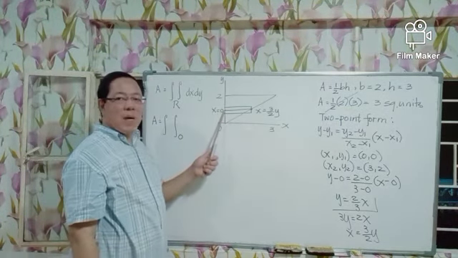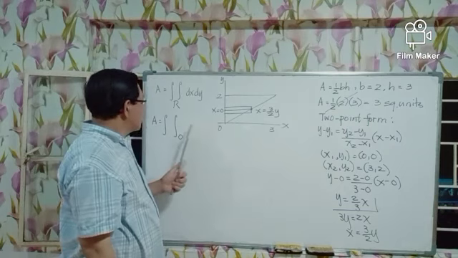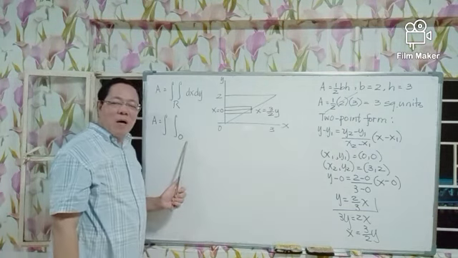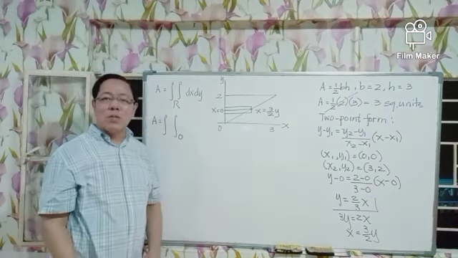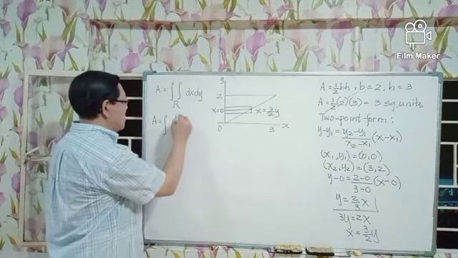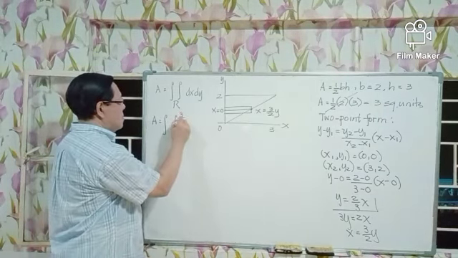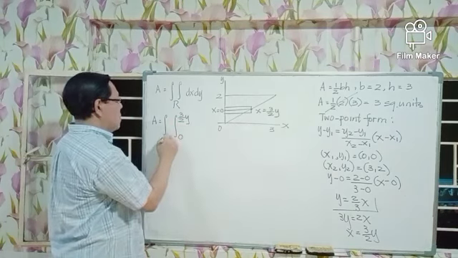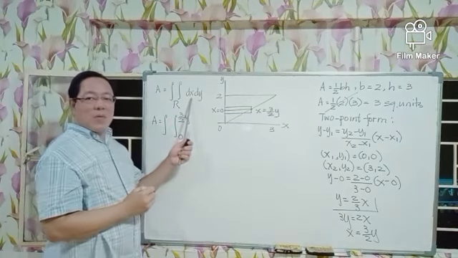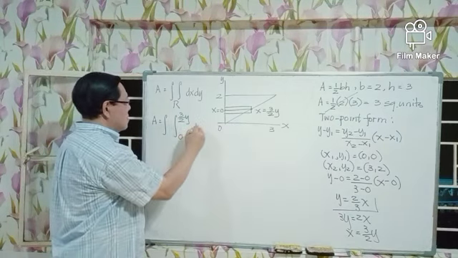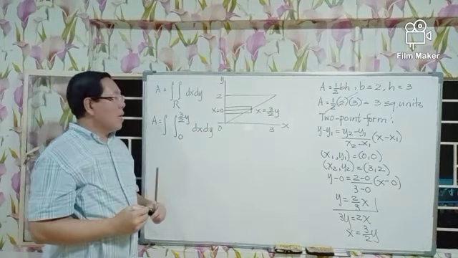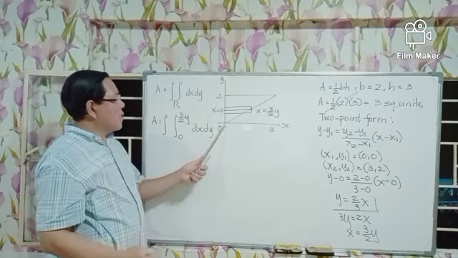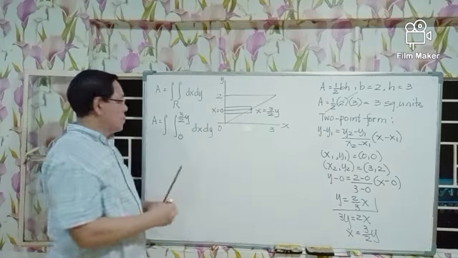And at this point, the value of x is 0. So we set the limits of the second integral from the left from 0 to 2 to 3 halves y. And we first integrate with respect to x, then with respect to y. And the value of y will vary from 0 to 2.